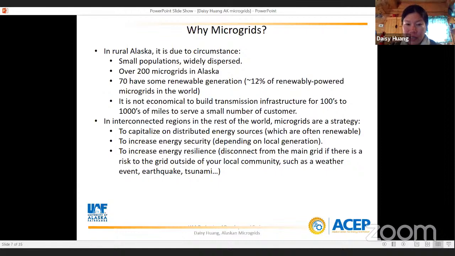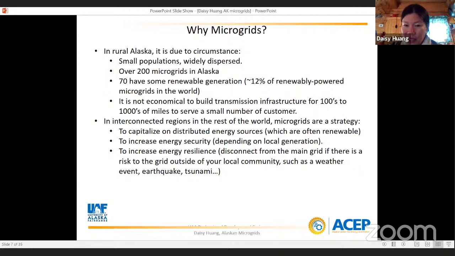So for us, we have these microgrids because we have a very small population that's widely dispersed. Again, we have over 200 of them. And here's the interesting part: over 70 of them have some renewable generation. We have 12% of the renewably powered microgrids in the world. The reason we're so islanded is that it's just not economical to build transmission infrastructure for thousands of miles just to serve 200 customers. That's just not economical.